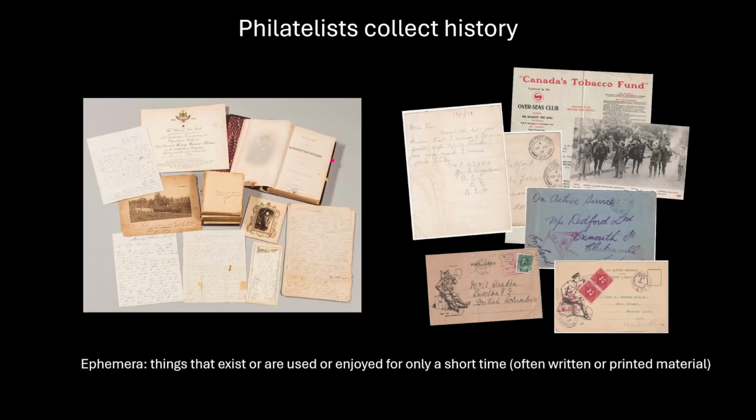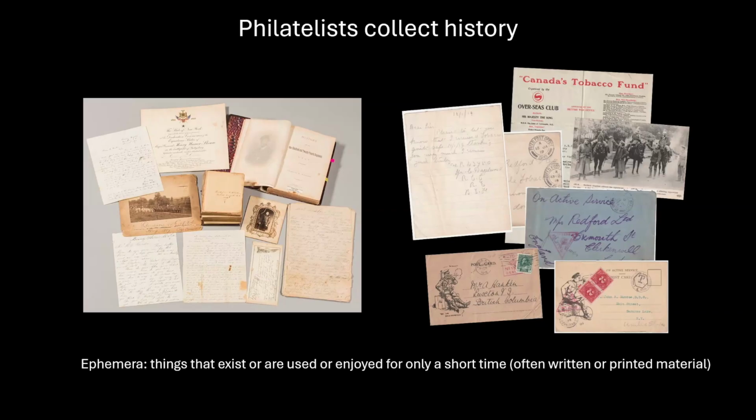And we've had talks about ephemera. When I looked at the definition, ephemera is defined as things that exist or are used or enjoyed for only a short time. So these were things that were not meant to be permanent. Other than books, I think in that picture on the left, all of these other things were meant to be, a letter was written, sent, meant to be read, and then probably not saved, although a lot of people did save letters.